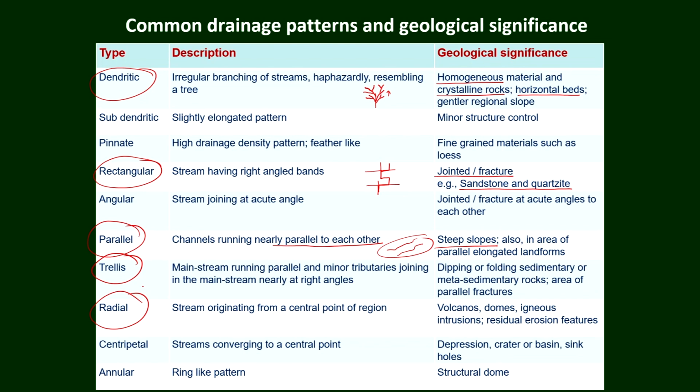Then trellis. Usually we look at the trunk stream and the tributaries. What is observed is that they usually join at right angles. For example, you have a trunk stream which is flowing like this. This is your trunk stream, and the smaller streams, your tributaries, will keep joining at almost a right angle to it.